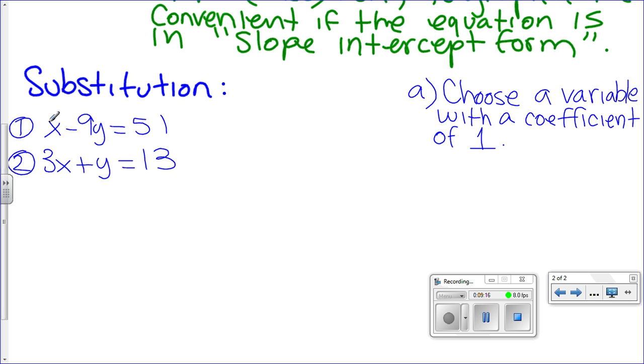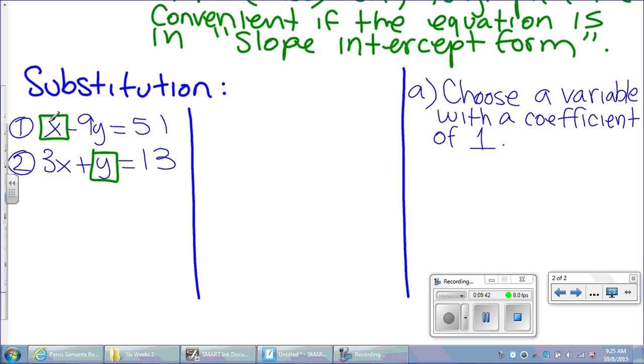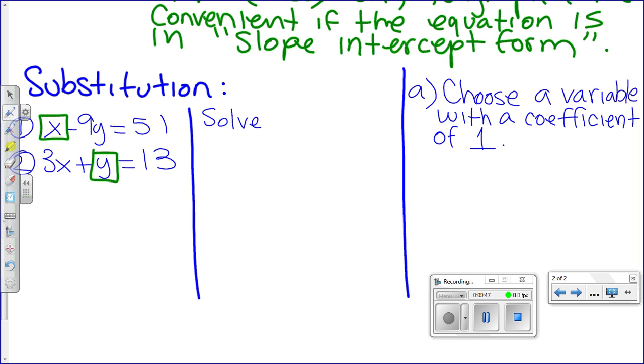So in this case, we have 2, and you could see we have an x, right? 1x or 1y. So Leslie, Bañuelos, which one do you want to solve for? x or y? x on the first equation or y on the second equation? x, okay. So we're going to solve for x in equation number 1.